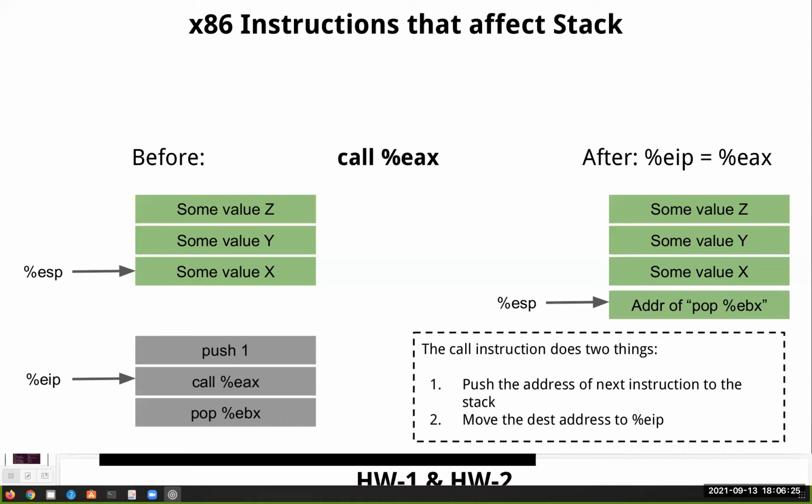Then we have the complicated instruction, which is call. The call instruction can take different parameters. It can be a register, it can be a number. When it is a register, this is called an indirect call. If it's a fixed number, that's called a direct call.